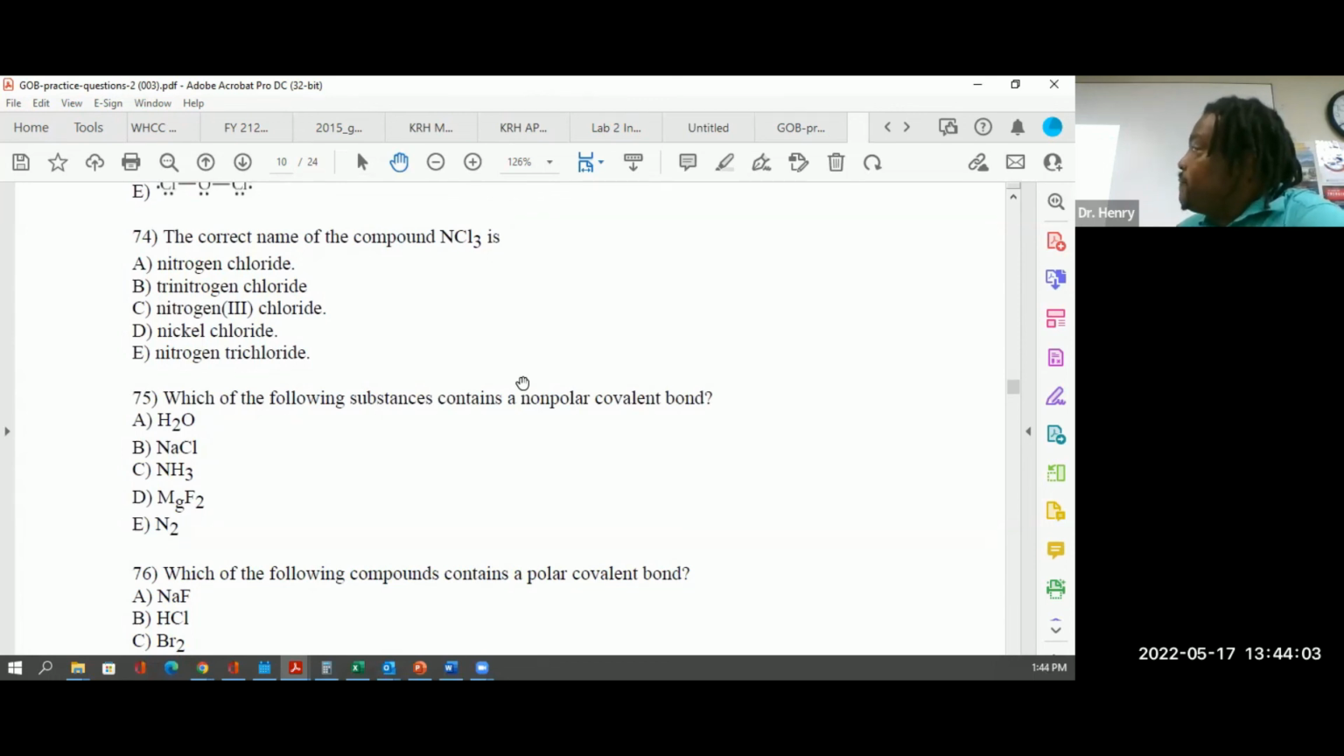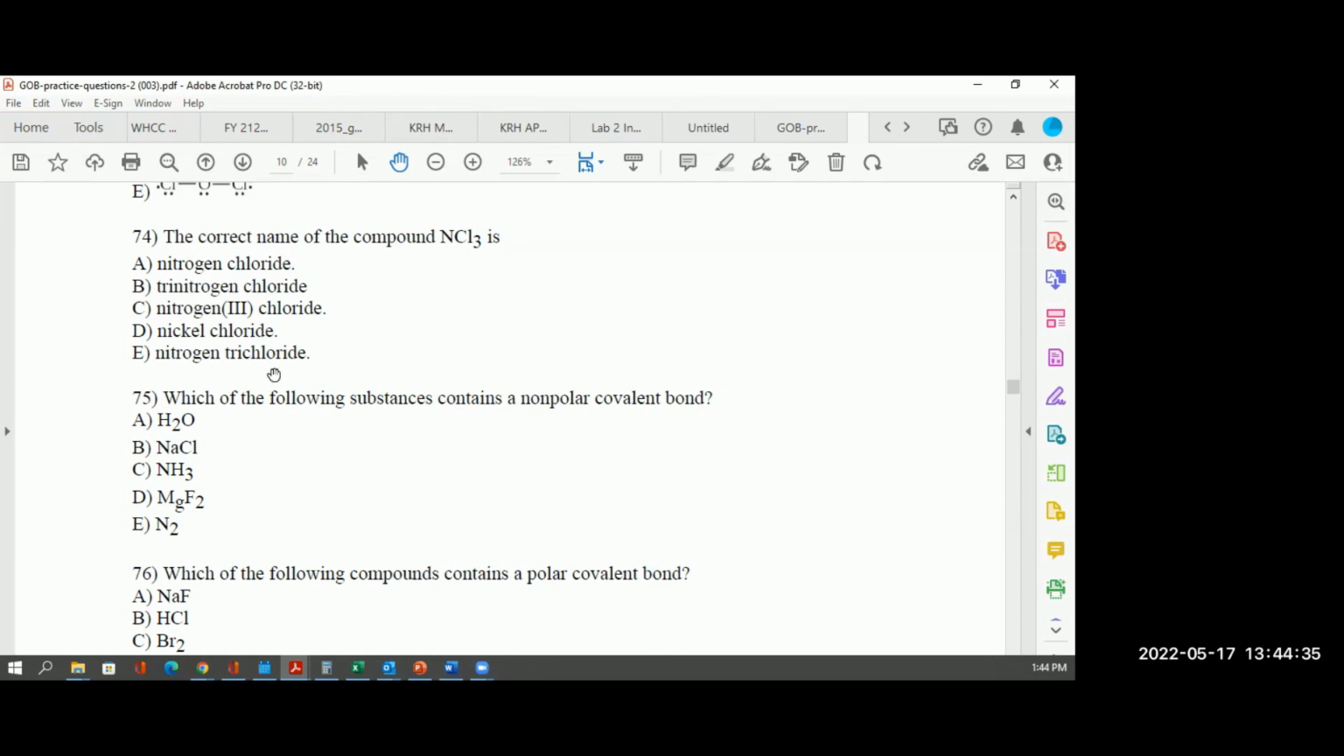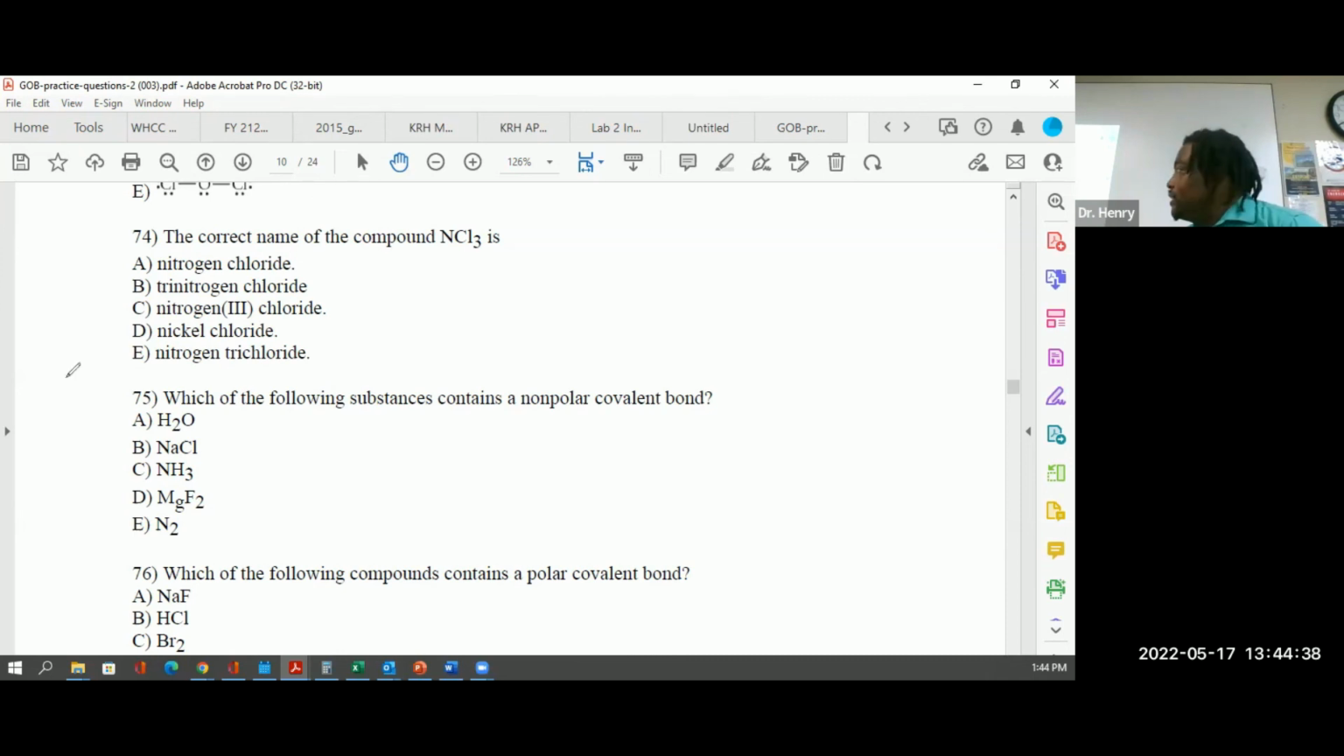The correct name of the compound NCl3 is: A, nitrogen chloride; B, trinitrogen chloride; C, nitrogen 3 chloride; D, nickel chloride; E, nitrogen trichloride. The correct answer is E. That's right. We use prefixes only for nonmetals when all are nonmetals together.